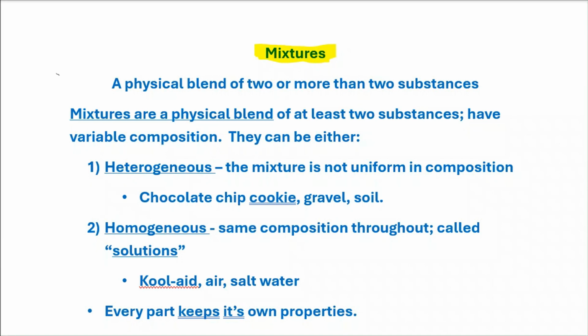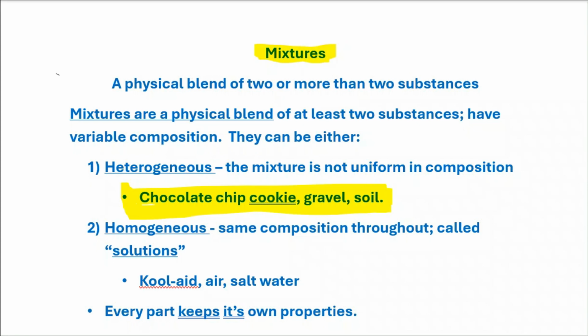They can be either heterogeneous mixtures, which are not uniform in composition. For example, chocolate chip cookies, gravel, soil. If you mix water and oil, you see oil stays on the top. If you mix cookies with the milk, you see the pieces of cookies settle down at the bottom. That type of mixture where you can see components separately, that's called a heterogeneous mixture.